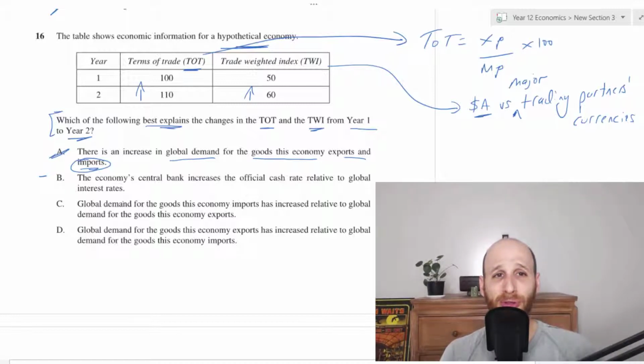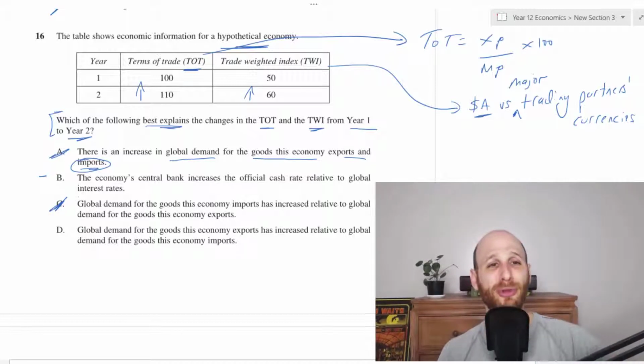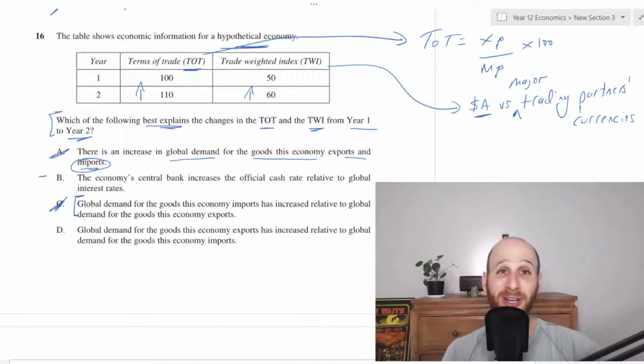Global demand for the goods the economy imports has increased relative to global demand for the exports. That's not correct because the terms of trade would worsen if that happened. Global demand for the goods this economy exports has increased relative to global demand for the goods this economy imports. I think this is right. That is going to show a rise in the terms of trade and the TWI.